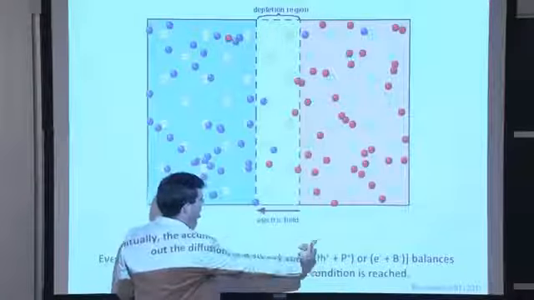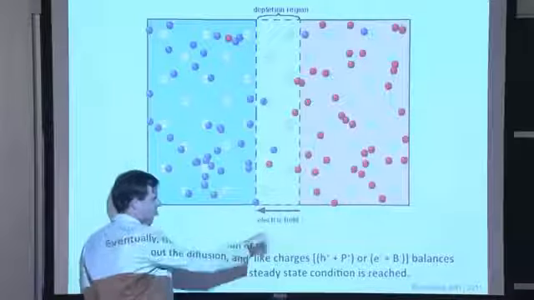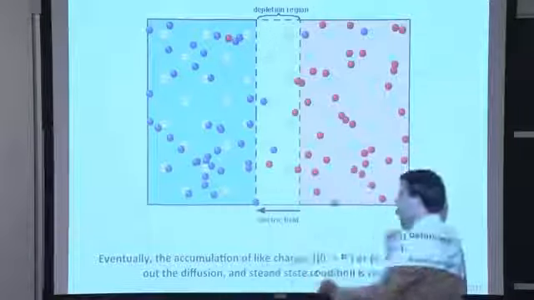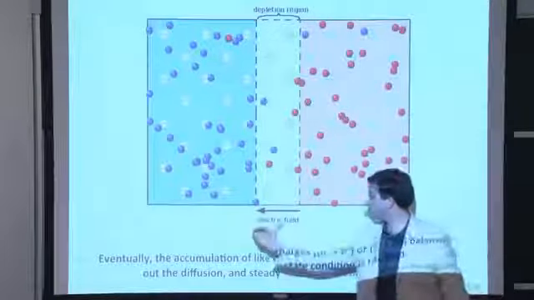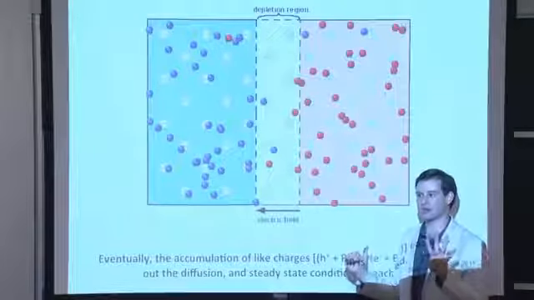And the hole drift current, because of this built-in field, is pointing opposite the hole diffusion. So the hole drift current would be pointing to the left, whereas the electron drift current would be pointing to the right. So we have in total 4 currents here.